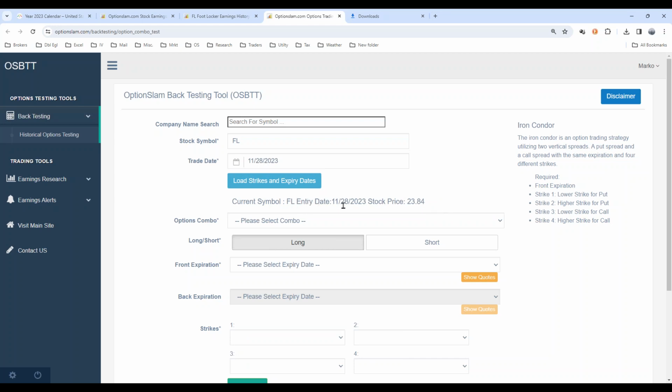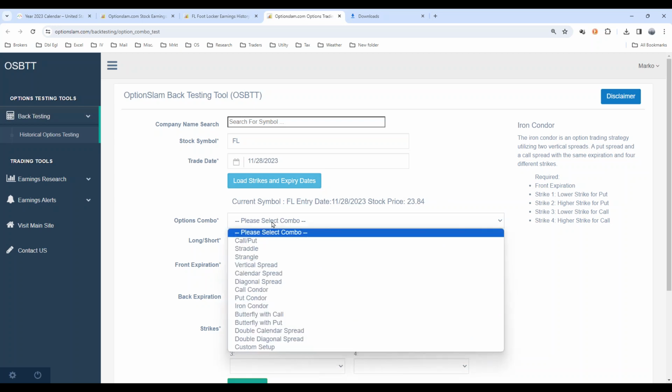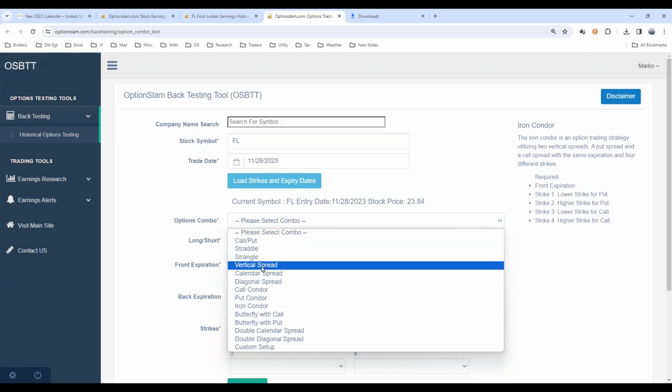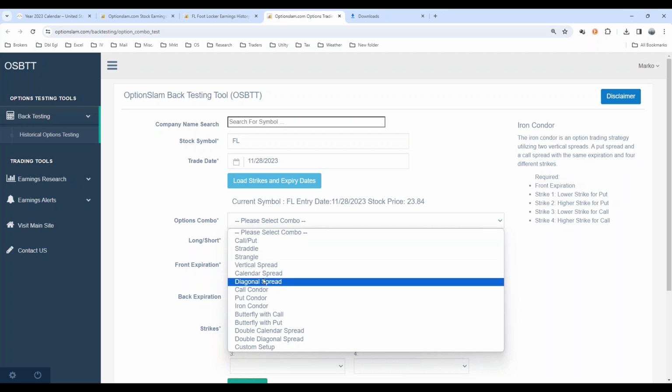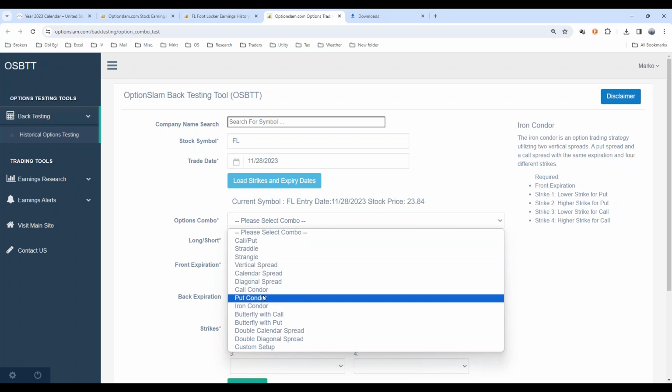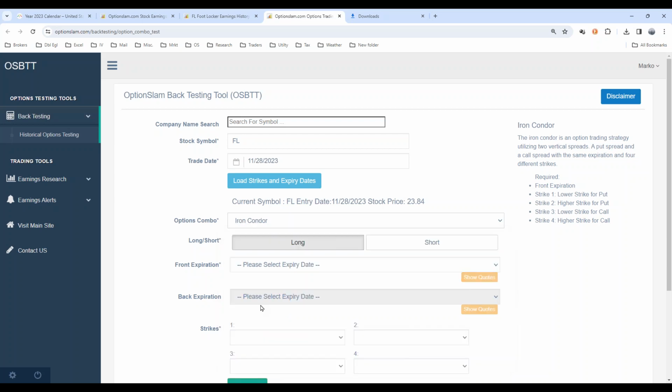Foot Locker, entry date, 11/28/2023. Stock price, $23.84, right between the 23.50 strike and the 24 strike. Okay, select a combo. Well, we're going to select the Iron Condor. Okay.